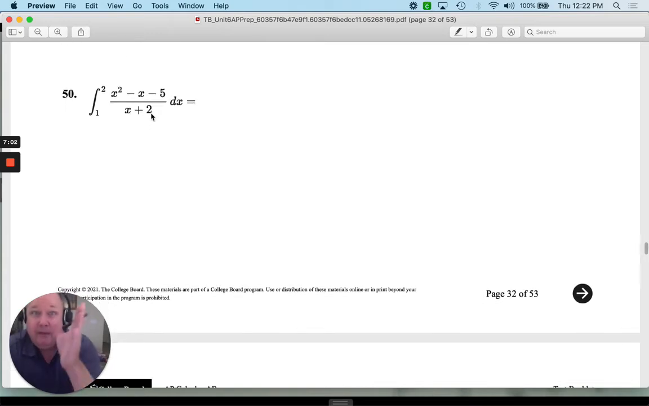Number 50. Press pause and try it, and then I'll tell you how to answer it. For this one, do you notice the numerator is more powerful than the denominator? So this is going to require long division to begin with. So if you notice that the numerator is more powerful, that you had to do long division, then that's what I want you to do. So press pause and do long division, and then press play.